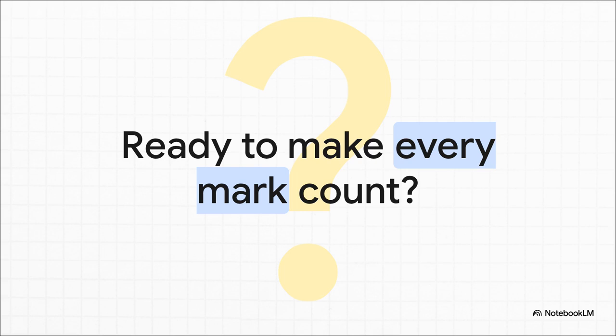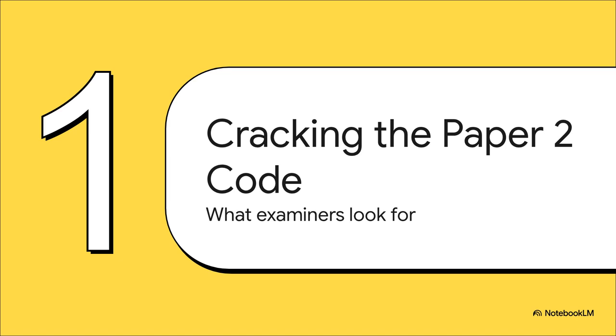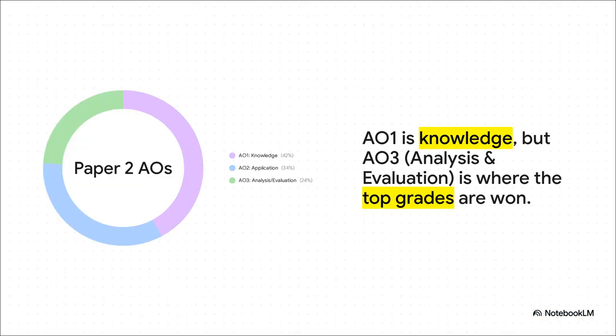No messing about. Okay, first things first, we need to crack the code. We've got to understand what the examiners are actually looking for, how the paper is built. This is the first step to giving them exactly what they want to see. Now, this is really interesting when you break it down. See that biggest chunk? That's AO1, your pure knowledge. 28 marks just for knowing your stuff.